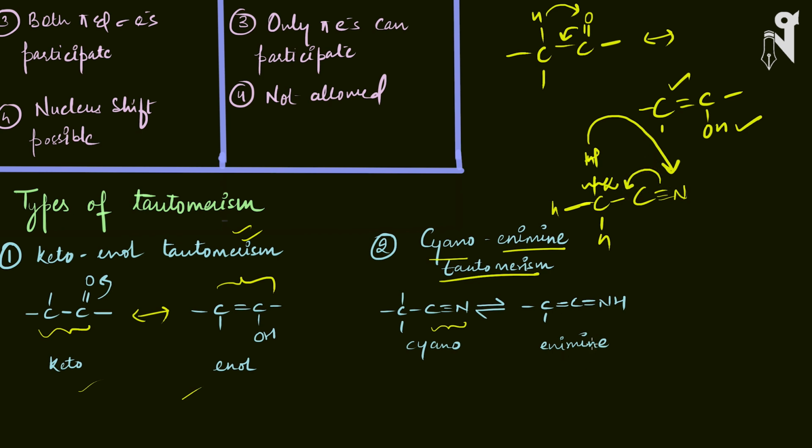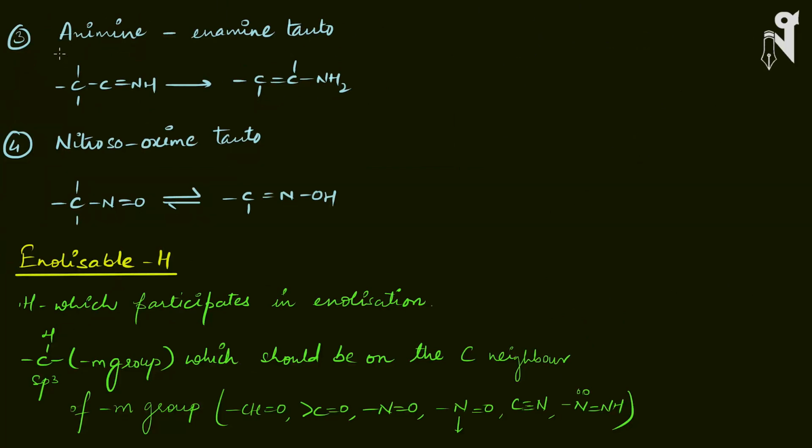Very, very similar to keto. The only difference is there is a triple bond between carbon and nitrogen, and instead of oxygen there is nitrogen. It is very similar to keto. So the pi bond is shifting between the alpha carbon and the nitrile carbon, and the hydrogen is shifting from the alpha carbon to the nitrogen. And this group which is forming is C double bond N, and this is called the enamine group. Next is enamine-imine tautomerism. So the names are very, very confusing. This group is enamine, where you have carbon double bond NH.